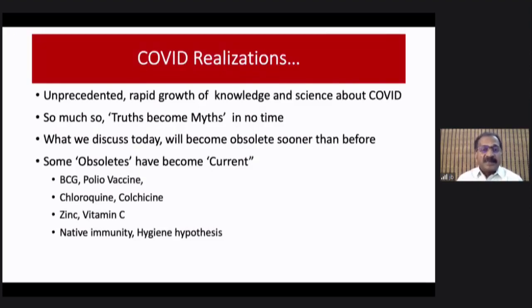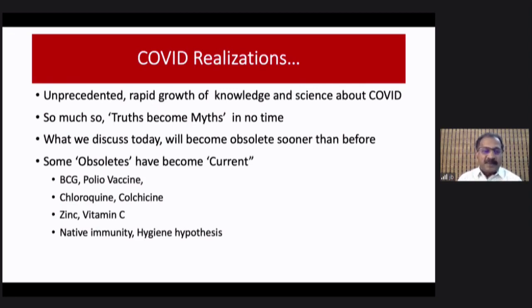Before I start, let me have some COVID realizations. We know that we are having an unprecedented and very rapid growth of knowledge and science about COVID. Every day new papers are coming out. More or less, the number of papers published, they say, might even go beyond the number of new cases being reported. But because of this, truths become myths in no time. Generally, any publication may become obsolete, but nowadays it will become obsolete sooner than before.